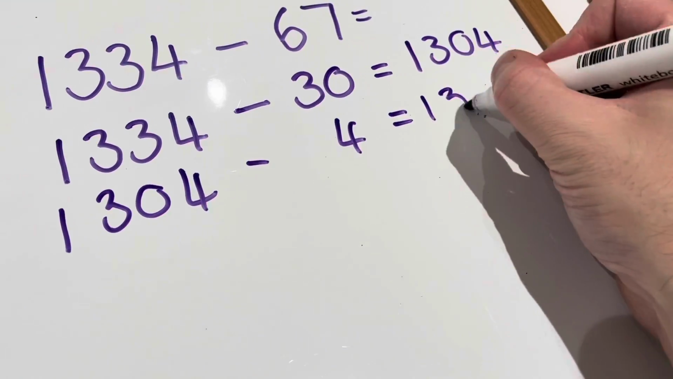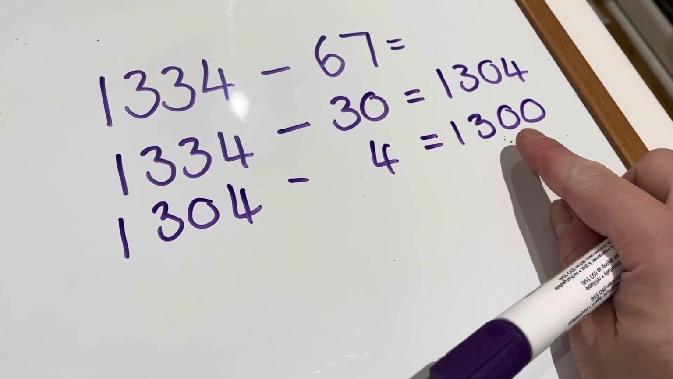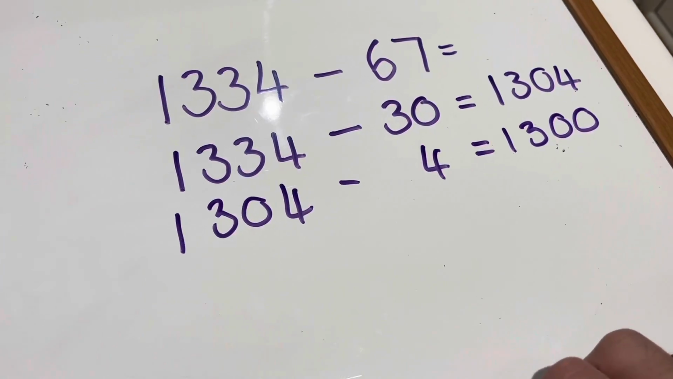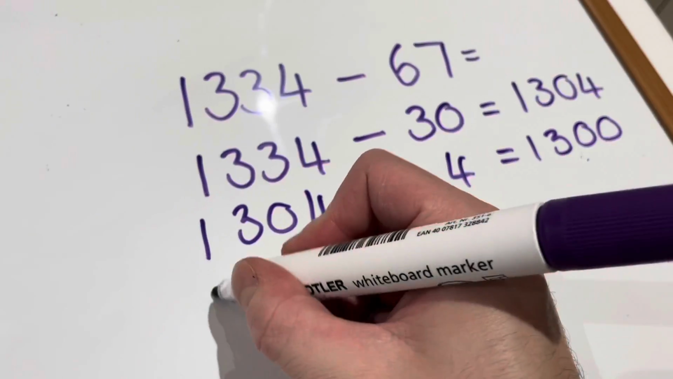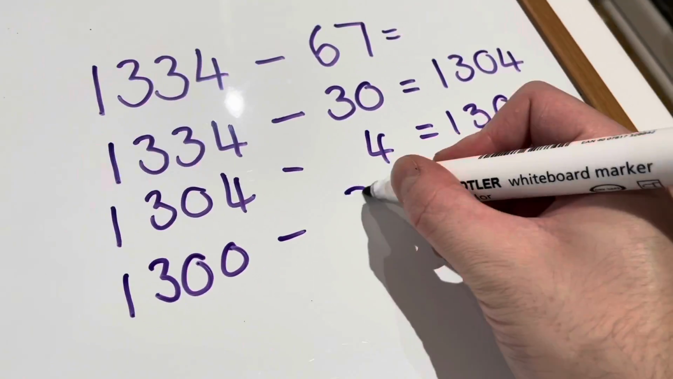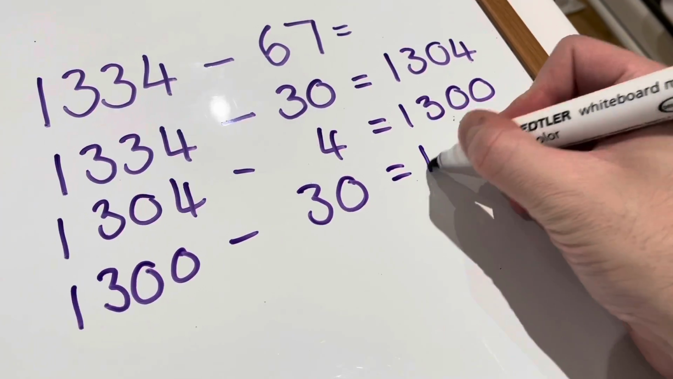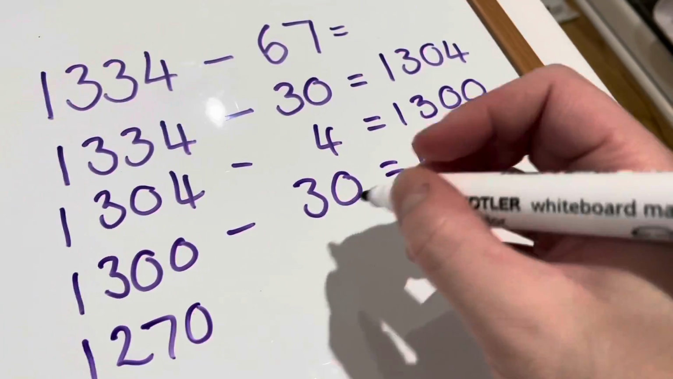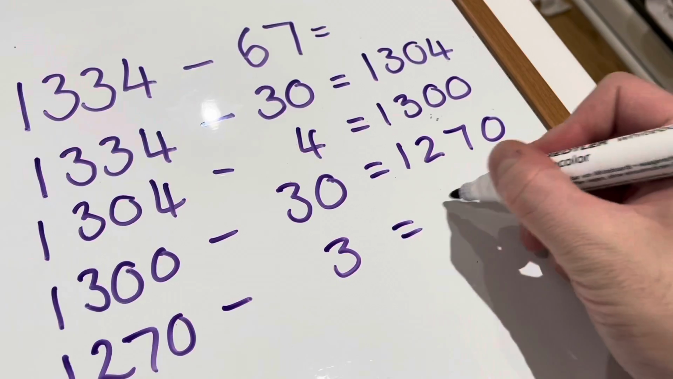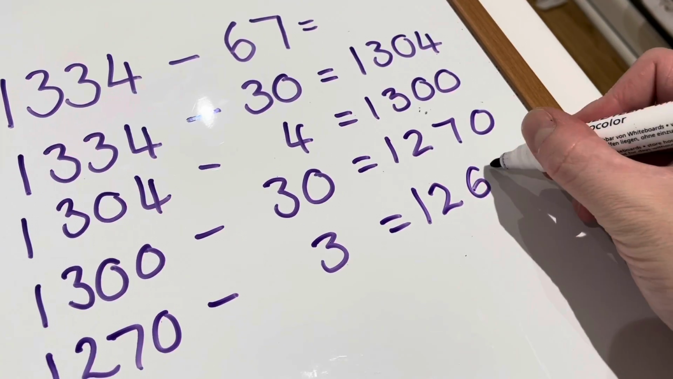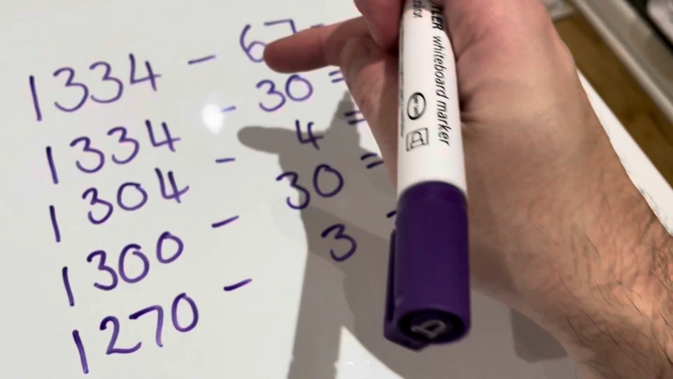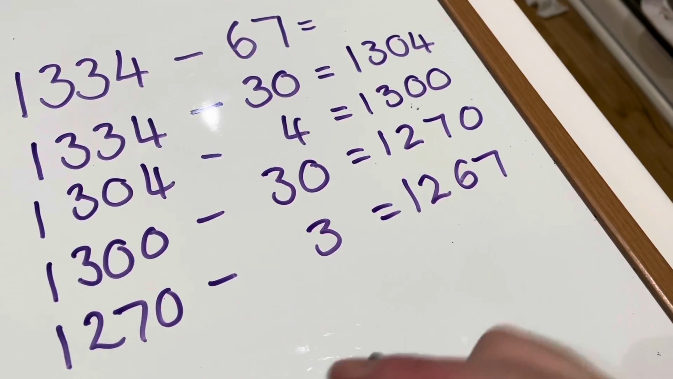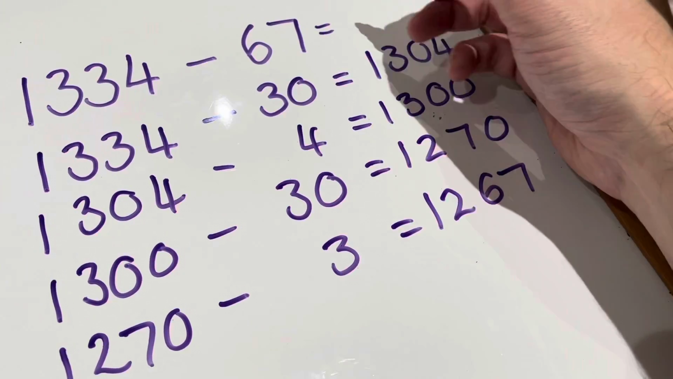To give me 1,300. Again, I'm working to friendly numbers. If your brain doesn't compute that way, that's fine, but that's what helps me. Taking away 34, I've got 33 left to take away. 1,300, I'm going to take away the other 30 to give me 1,270, with 3 left to take away. 1,267. That's the answer. Notice I'll double check. 30 add 30 is 60, 4 add 3 is 7, 60 add 7 is 67, taking away 67, definitely.